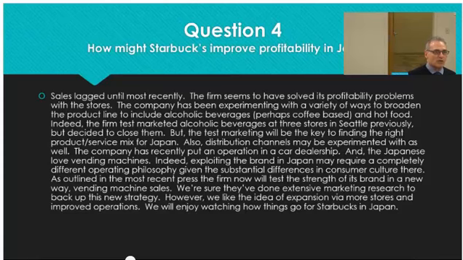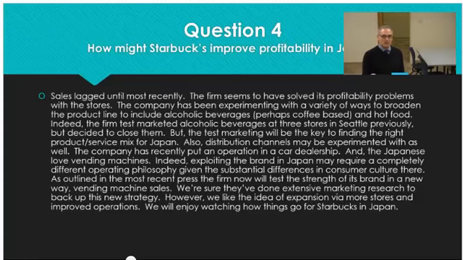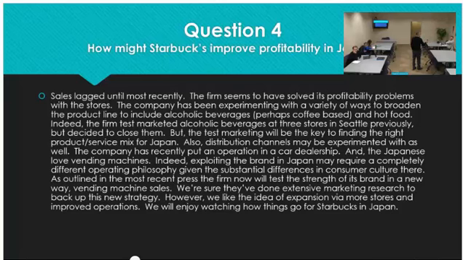Some ideas on profitability in Japan. Experiment with a variety of ways to broaden the product line, possibly to include alcoholic beverages and hot food. They did test market alcohol in 3 Seattle stores previously, but decided to close them. It might help them find the right product service mix in Japan. So that's what it's all about, product service. What products can we be successful with in Japan? And what services do we have to offer to the customers?